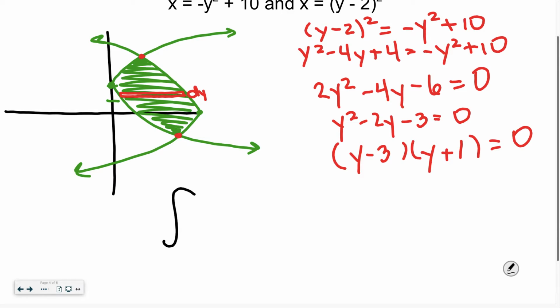We know that we would need to go from -1 to 3. Those would be those values right here. Our function on the right, our equation, our graph on the right is -y squared plus 10, minus our equation on the left, which would be y minus 2, the quantity squared.